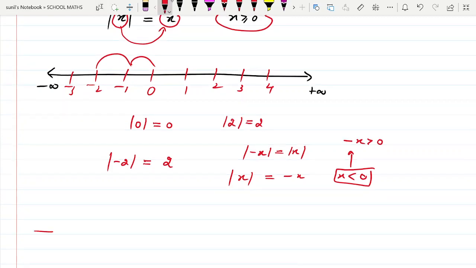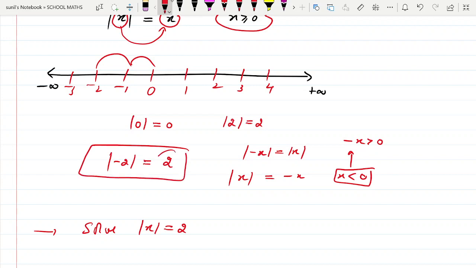If somebody says solve this equation, mod x equals 2, what are the possible values? Now clearly you can see from here, mod of minus 2 is also 2 and mod of 2 is also 2.